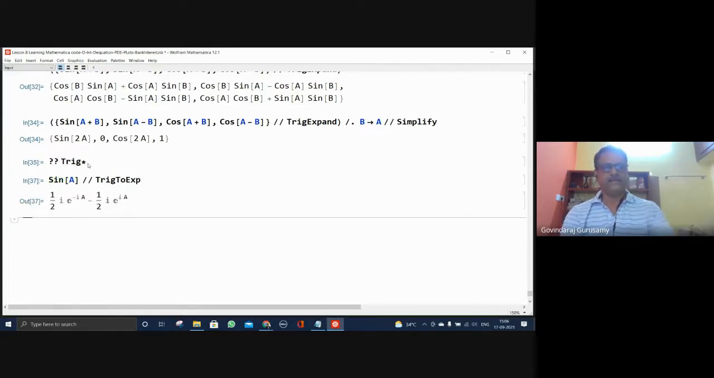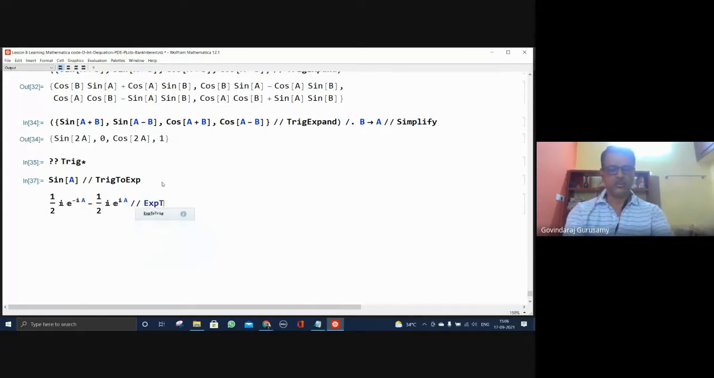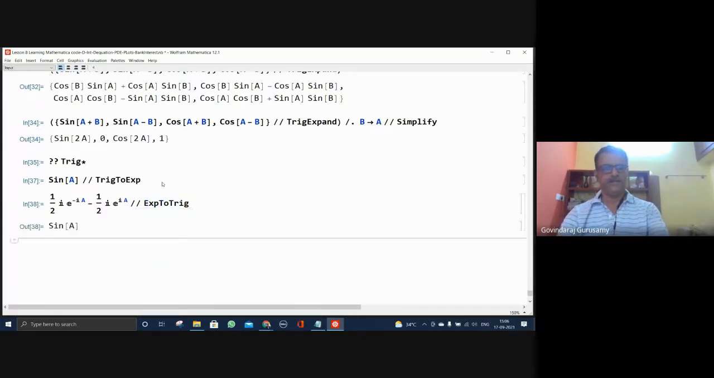I may be able to write sine of a in a trick to exponential. Now, suppose I have this in this form. Go back to this, then reverse it. That's also possible. Okay.